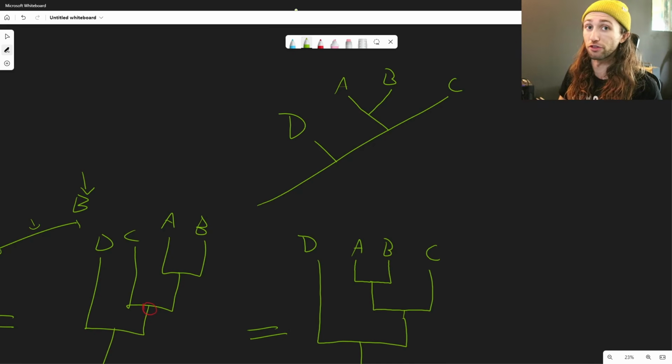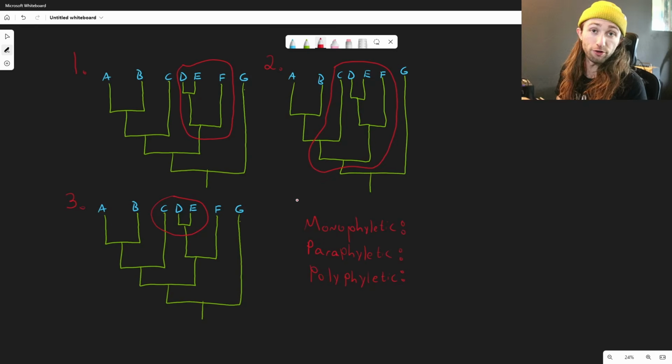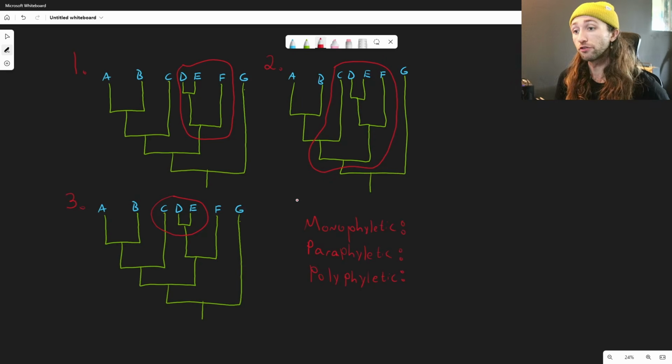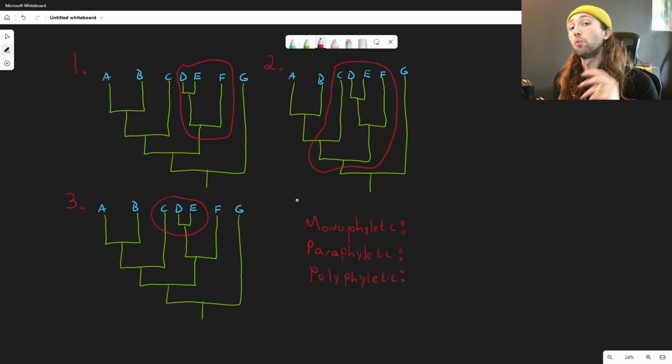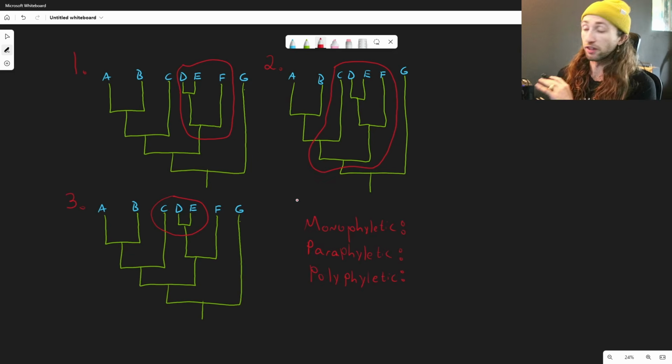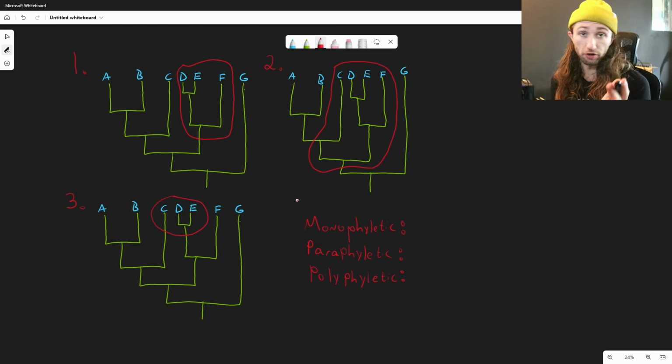So let's start off with number 1. This will be our first problem. And here there are 3 phylogenetic trees with red circles indicating groupings. There is 1 monophyletic group, 1 paraphyletic group, and 1 polyphyletic group. And the phylogenies are numbered 1, 2, and 3. Pause the video now. I'll give you 30 seconds to do so.